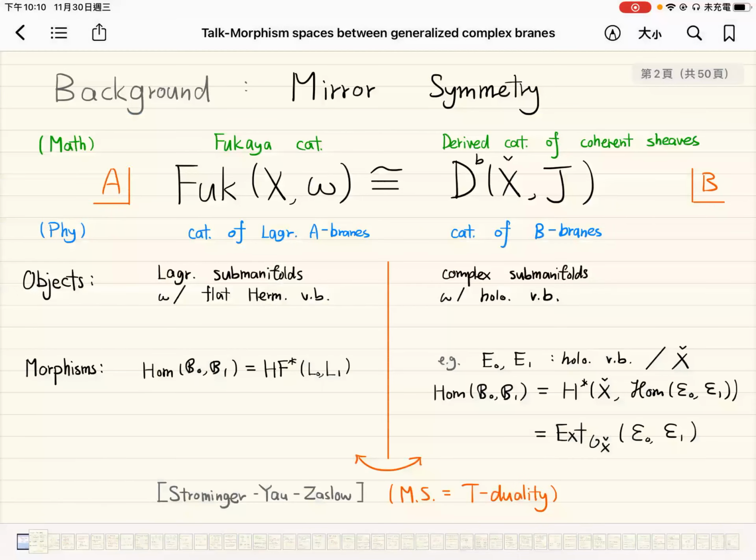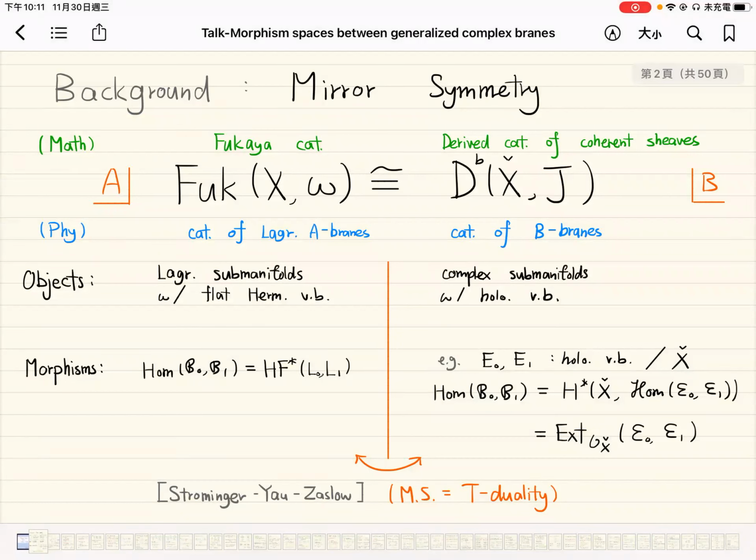So I'm very glad to be invited to this talk to present my joint work with Professor Conan Leung, my PhD supervisor. The title of my talk is the morphism space between generalized complex branes. The background of studying morphism spaces between generalized complex branes is mirror symmetry. For mirror symmetry, we can talk about the A-model and the B-model.